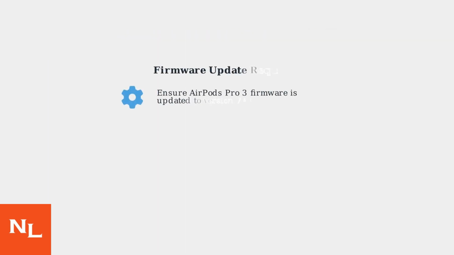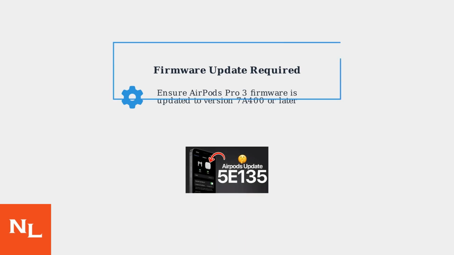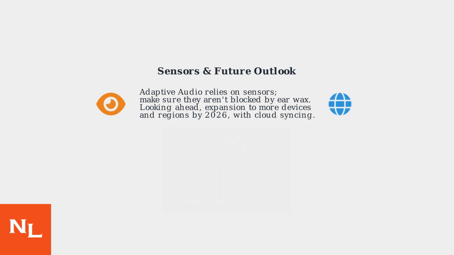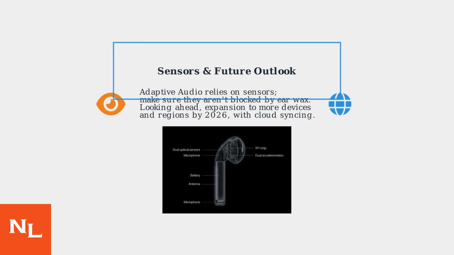If basic fixes don't work, ensure your AirPods Pro 3 firmware is updated to version 7A400 or later. A stuck firmware update can be fixed by restoring an iCloud backup. Adaptive audio relies on sensors. Make sure they aren't blocked by earwax.